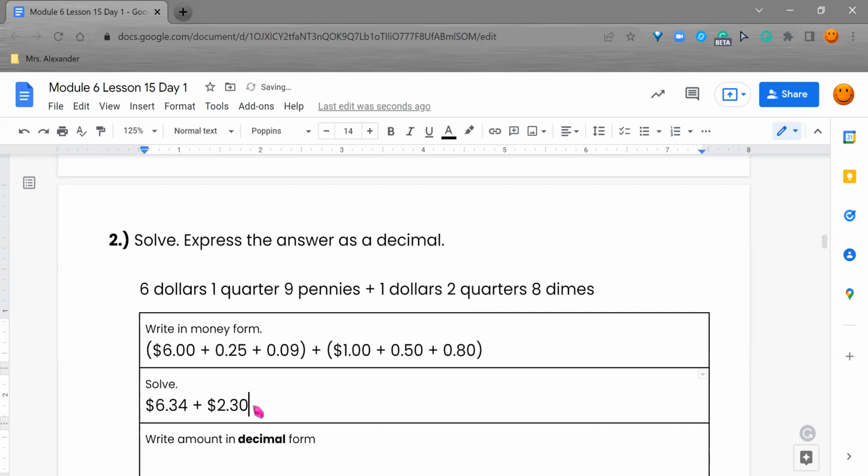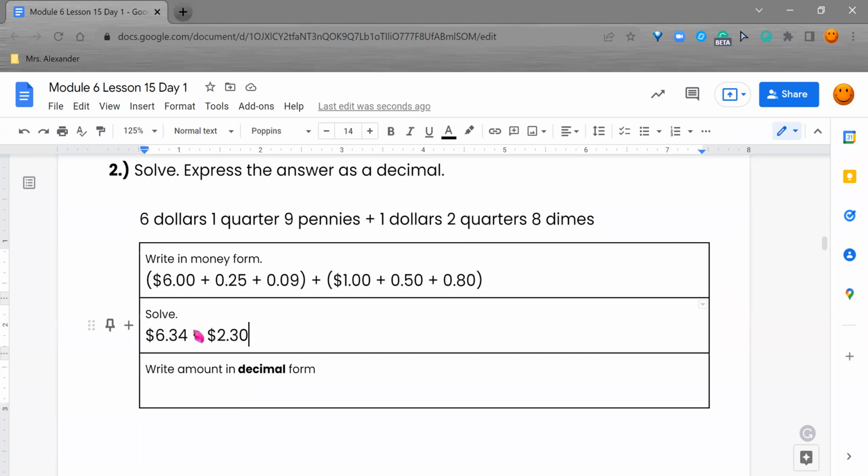$2.30, you guys. So all I did was write it out. And now we need to solve. So all I'm going to do is put my dollar sign. And remember, when we add, we start on the right-hand side. So 4 plus 0 is 4. 3 plus 3 is 6. And if you notice, after the 3's is the decimal point. So I'm going to put that decimal point there. And then I do 6 plus 2, which is 8. So now we get to write this. So our answer is $8.64.